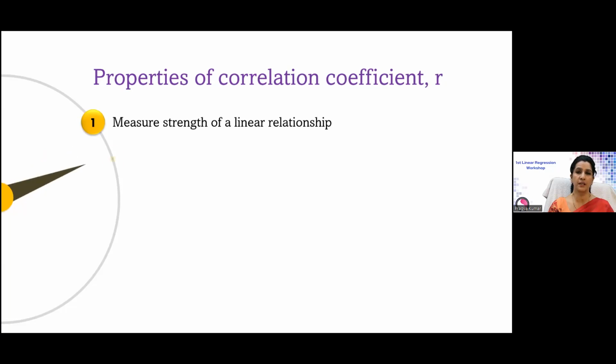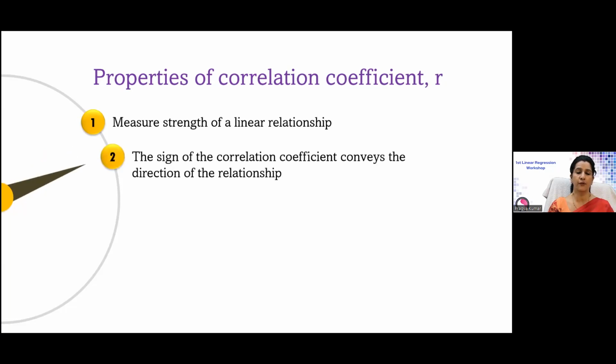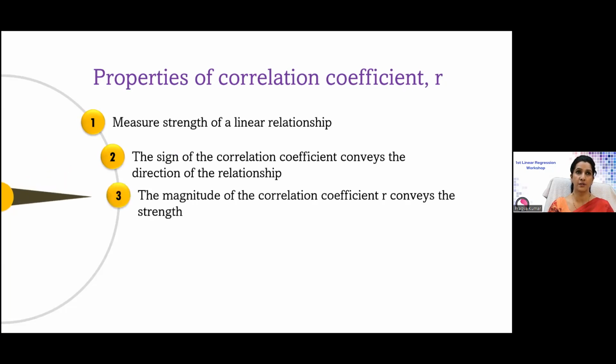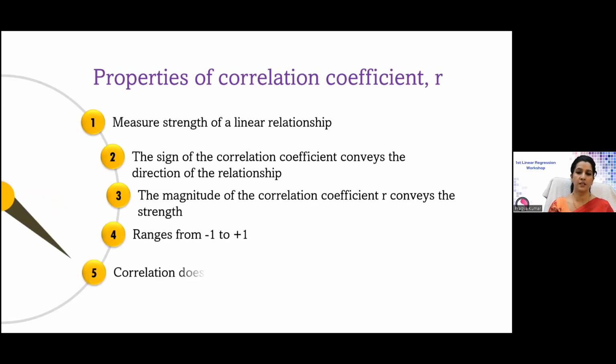Coming to the properties of this correlation coefficient, it measures the strength of linear relationship, and the sign of the correlation coefficient tells you the direction of the relationship, like we have seen with the number of hours of exercise per week and the resting heart rate, where it was negative, and that's why we said that it is an inverse relationship. And magnitude conveys its strength. It ranges from -1 to +1, and correlation never implies causation.